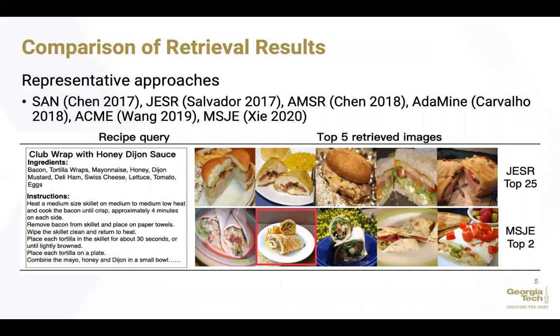Here, we show the recipe-to-image retrieval result of JESR and the NSJE based on the same recipe query. The recipe is a kind of tortilla wrap. Most of the JESR top results are hamburger images, while the NSJE approach ranks the matched image as the top two, and succeeds in returning the tortilla wrap images as the top results.